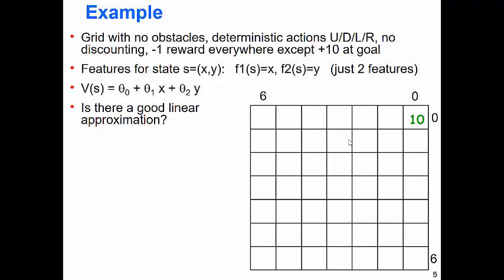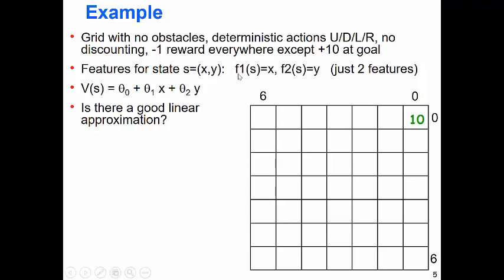So here's a simple grid world, and you have a value of 10 here. And I think this is 0, 0, so the coordinate system is calling this 0, 0. This would be 6, 6, I guess. You're going to get a plus 10 here and a minus 1 every time you end up in another state. So minus 1 for every action.